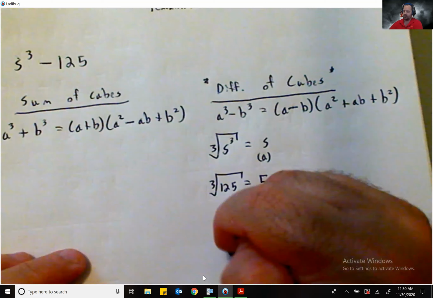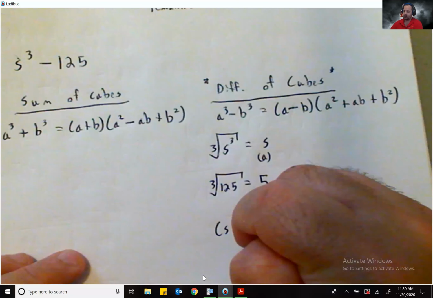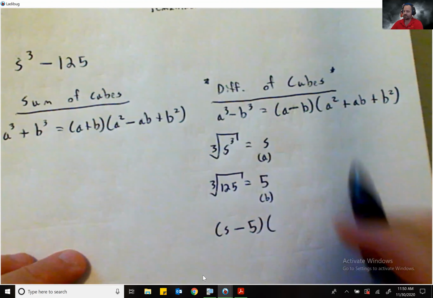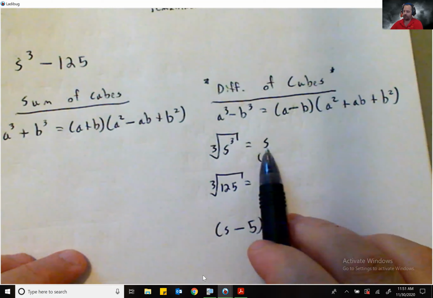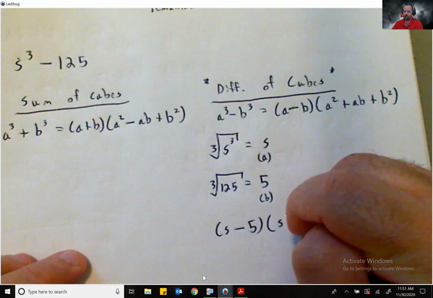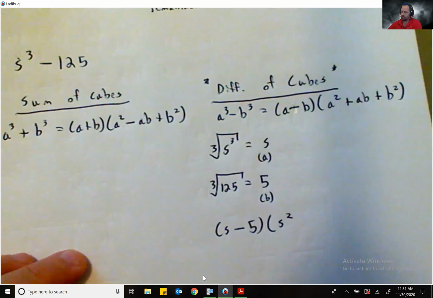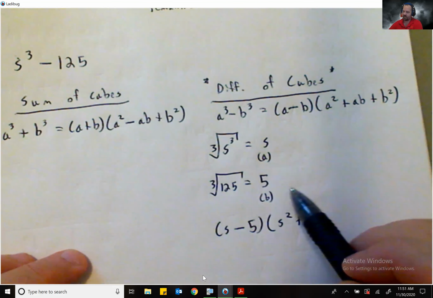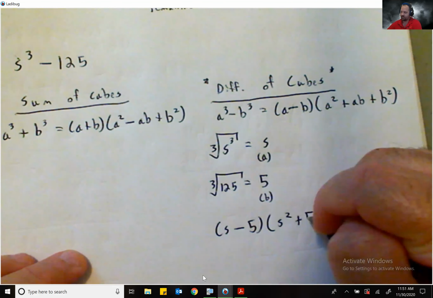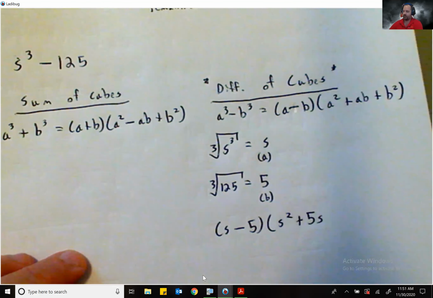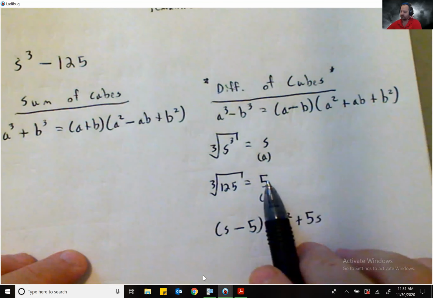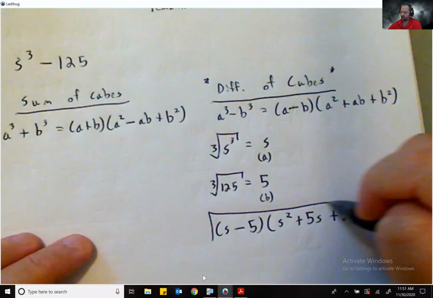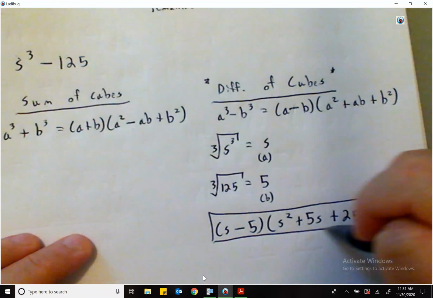So our A is S minus our B is 5. And then it's A squared, so S squared. Plus, this is A times B, so 5 times S is 5S. And B squared, so 5 squared is 25. And there you go.